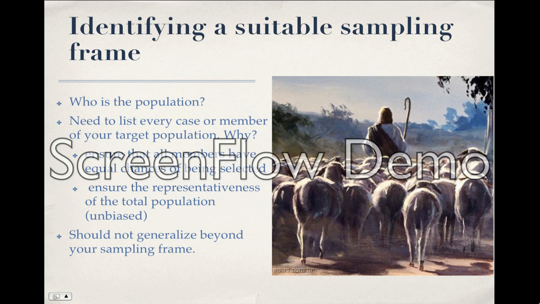How to identify a suitable sampling frame? First you have to know who the population you're actually aiming for is. You need to list every case or member of your target population. Why? To ensure that all members have an equal chance of being selected and to ensure the representativeness of the total population. You have to make sure that the sampling is not biased.